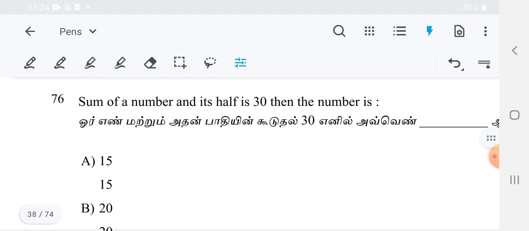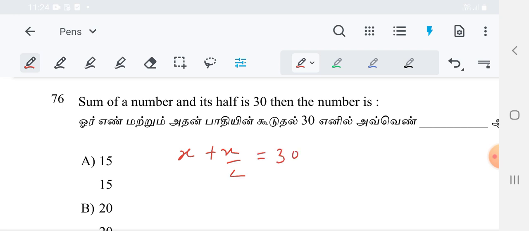The sum of a number and its half is 30, then find the number. Take x as the number and its half is x by 2. The sum of the number and its half is 30 is given. So we form the equation using the given information, and then solve it: x plus x by 2, that is 3x by 2, is equal to 30.